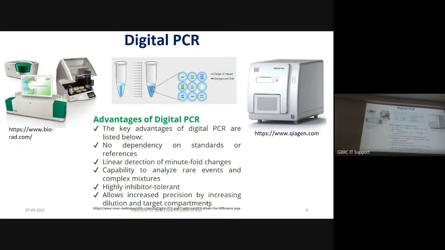And it is highly inhibitor tolerant, because in real-time PCR, what will happen? All the reaction will be happening in one PCR tube or one well of a 96-well plate. Here your sample will be distributed like the emulsion PCR. It will be partitioned. So the chance of getting PCR failure is very less as compared to the real-time PCR.